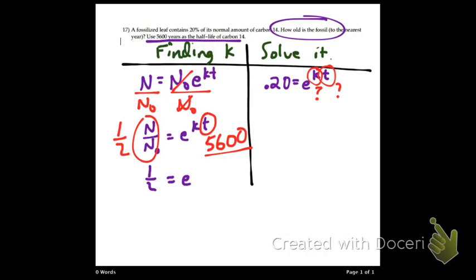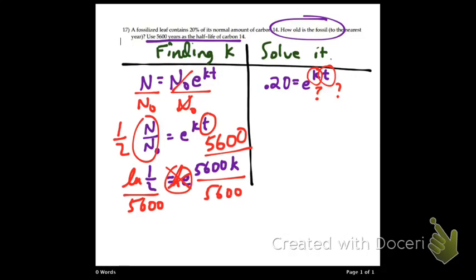1/2 is equal to e to the 5,600k. Then we take the ln of both sides, and because the ln of e cancels out, we divide both sides by 5,600. We get that k has a value of ln of 1/2 over 5,600. So that's our value for k, and we're going to plug that in.